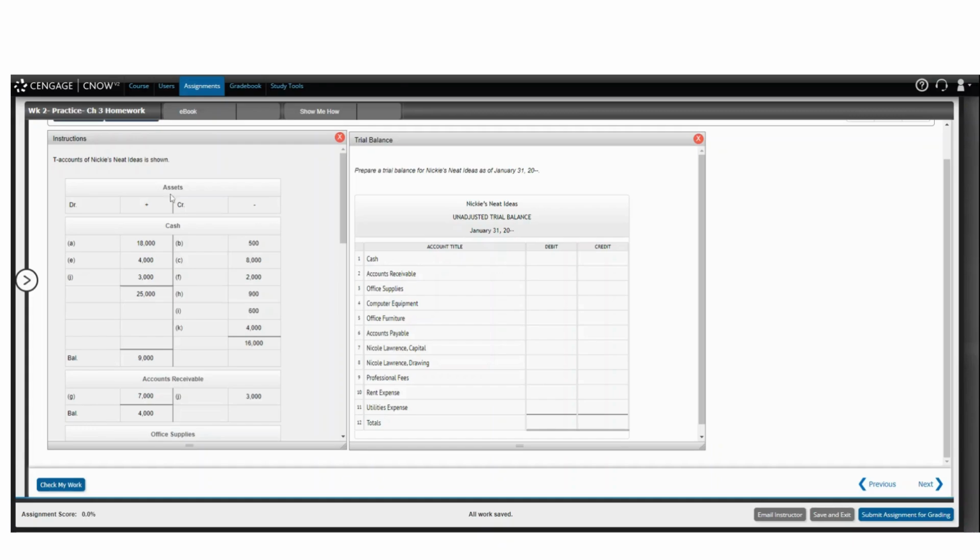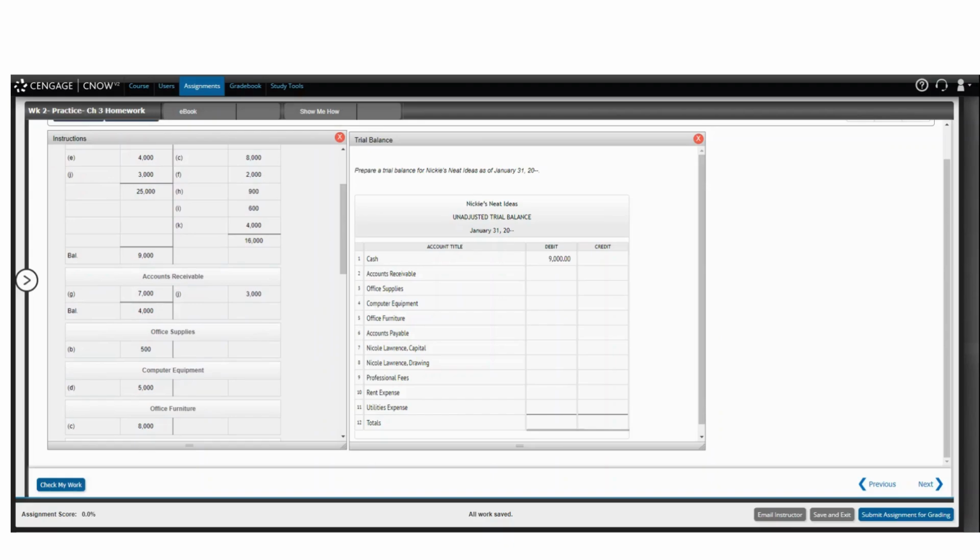So I'm looking at my assets. I see cash, and over here, I see a balance on the debit side for $9,000. So I'm just going to go over here to my trial balance, and I'm going to plug in on the debit side $9,000. All right. So that's all. We're just going to come over here to the T accounts, put them in the trial balance, and then as we go down, they need to, I say should, but they need to equal each other. Okay. So let's keep going.